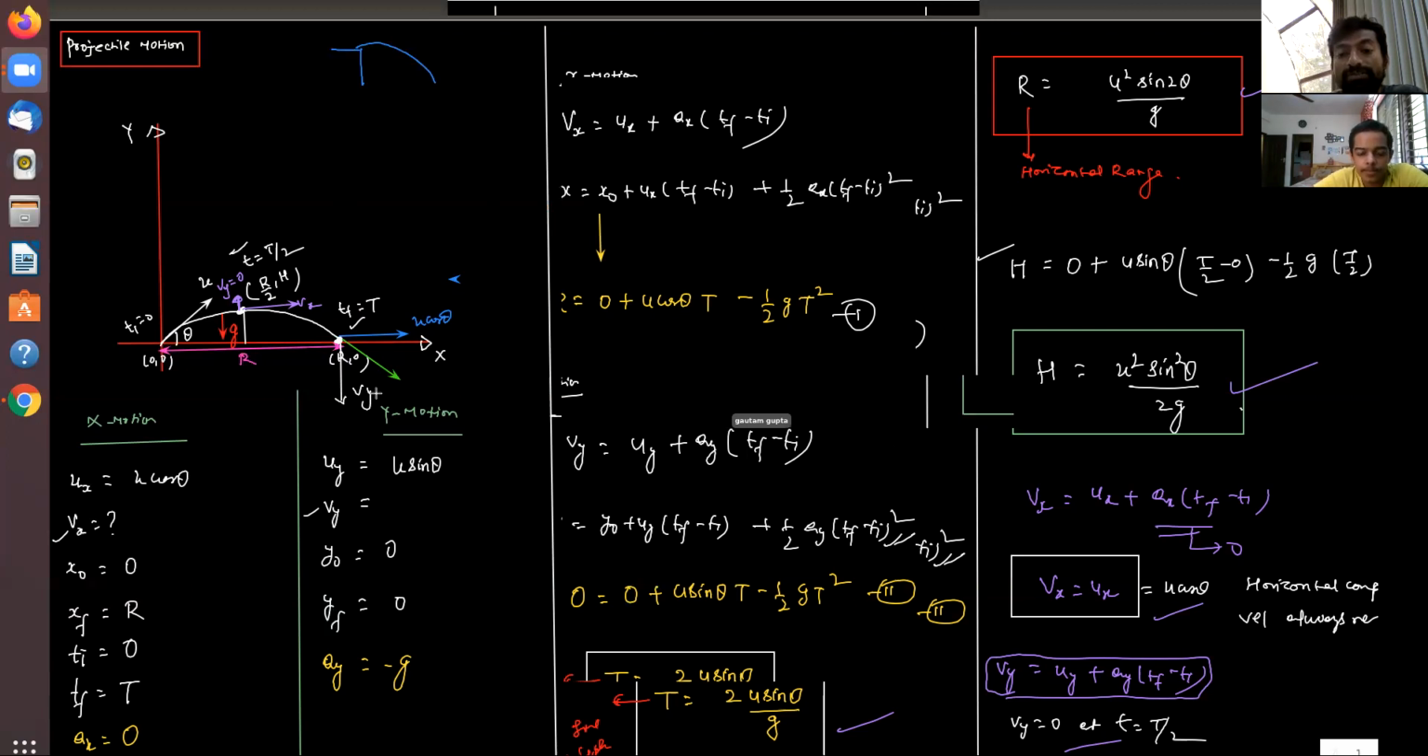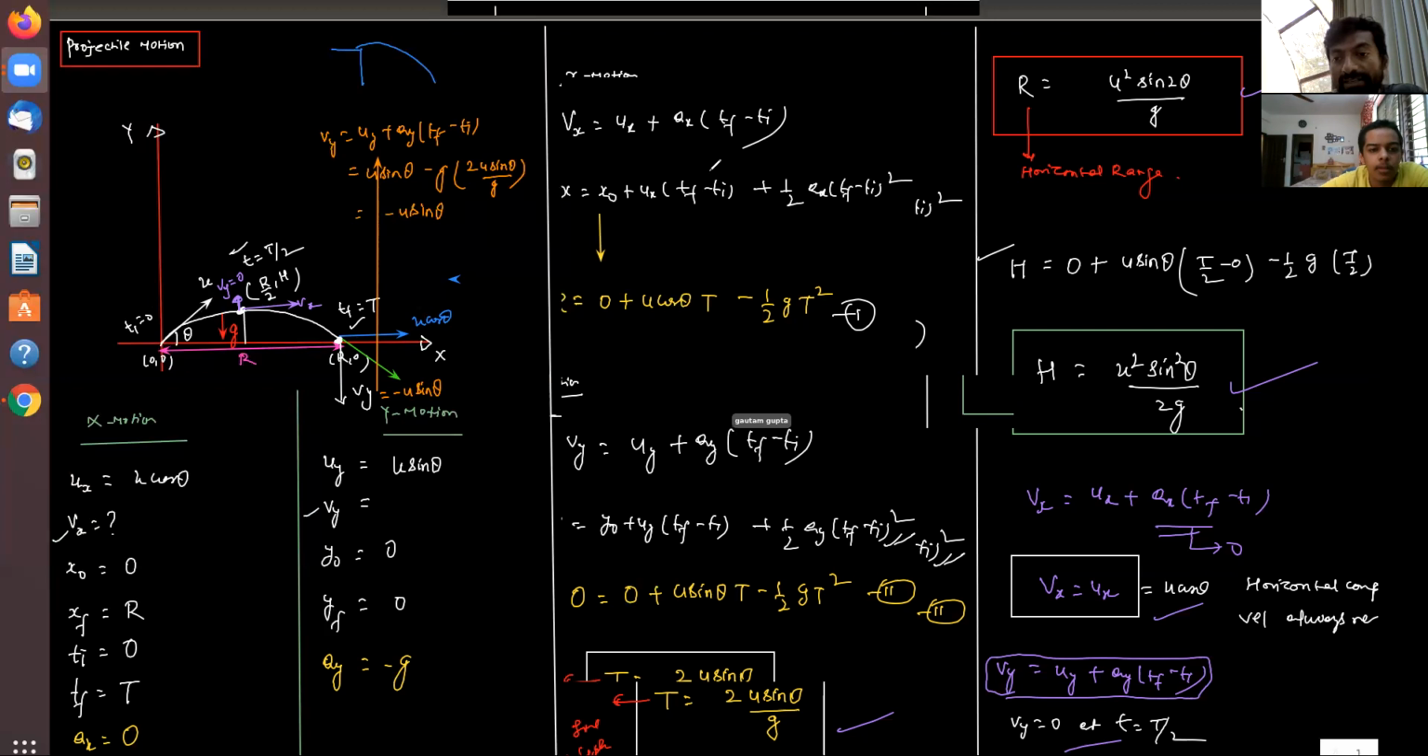So how do you find this Vy? You can find it by applying the formula Vy is equal to Uy plus Ay into Tf minus Ti. What is Uy? Uy is u sine theta, Ay is minus g, and t is 2u sine theta by g, the time of flight at this instant. If you do that, you will get minus u sine theta. So that means the velocity of impact is the same as the velocity of projection. Only thing is that the y component has changed its direction.